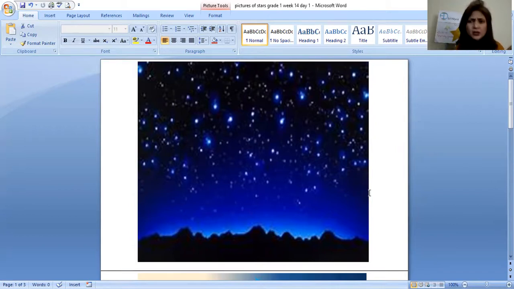Now, children, can you count the stars? No, they are uncountable because there are millions and billions of stars in the sky. You cannot count them. It's very difficult to count the stars, right? So you can see different stars are there, right? What is the color of the stars that you can see? They are mostly silver or of white color, correct.